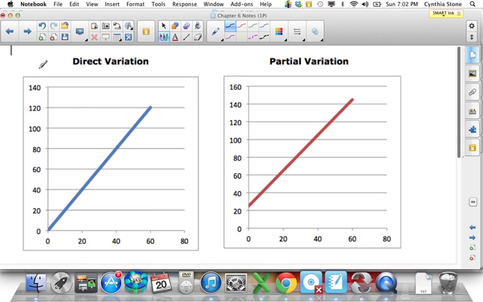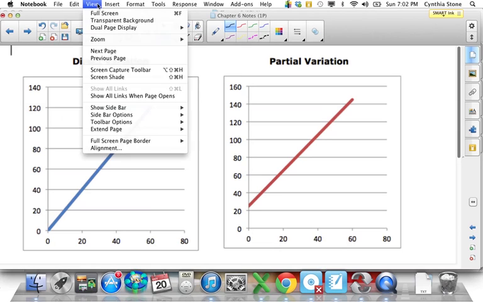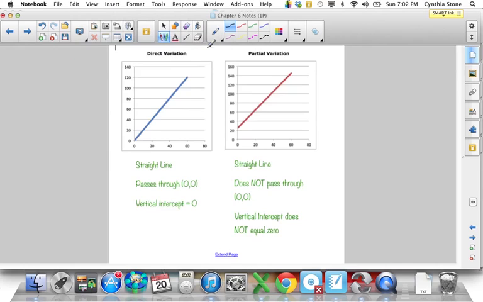Okay, what I've got here, and you've got it in front of you, so I'm going to make this smaller. You can start copying. We've got two pictures. The first picture on the left is what everyone in the math world calls direct variation, and this is partial variation. And they look fairly close, so the main points to see: it's a straight line. Well, so is partial. Okay? Here's the big thing. Direct variation passes through 0, 0. Partial variation does not.